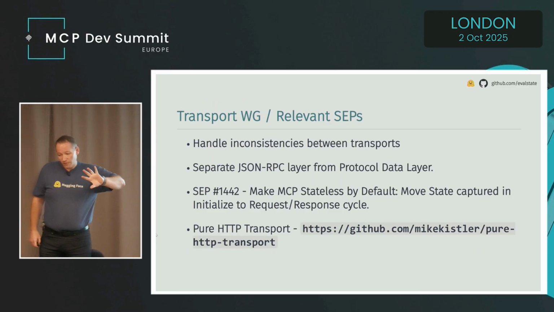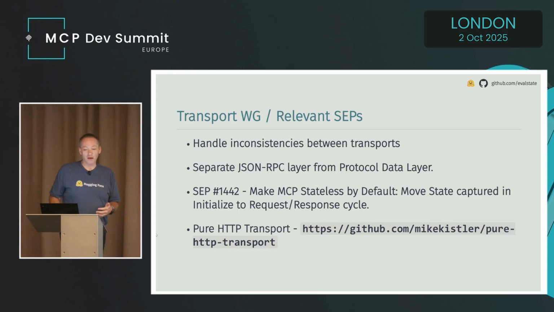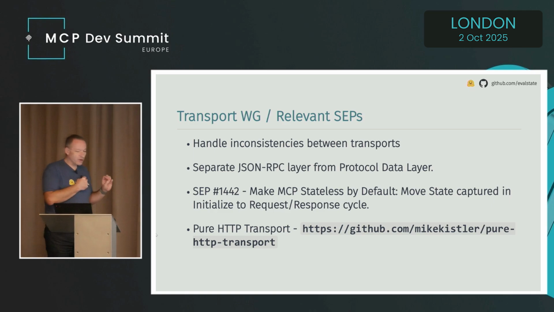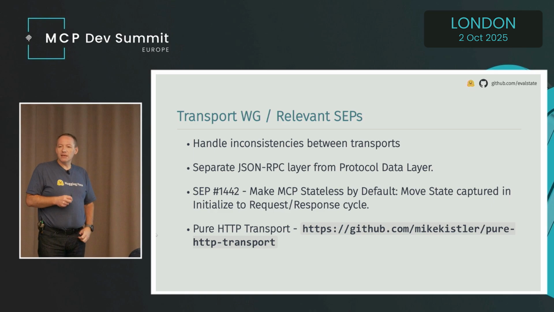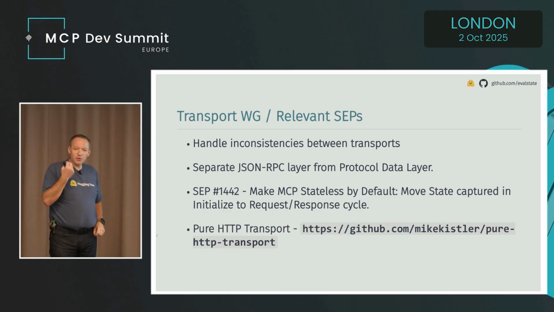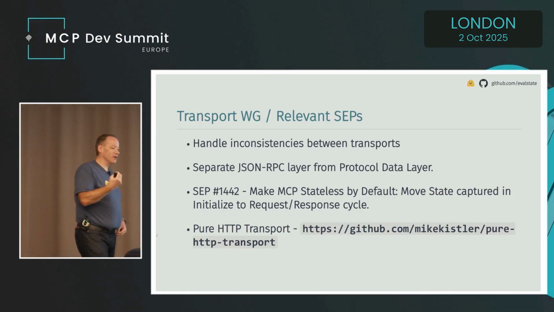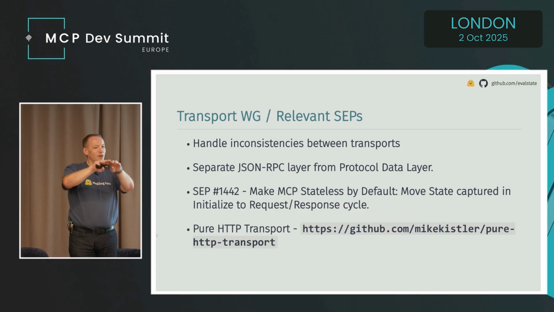Finally, as part of the Transports Working Group, come join us on the Discord, come tell us your experiences, tell us where this doesn't make sense or where this isn't right. The big one we're talking about at the moment is making MCP stateless by default. I want to spend one minute talking about what we mean by a stateless protocol, because we're not saying that we shouldn't have host and server applications which know about each other and maintain state.